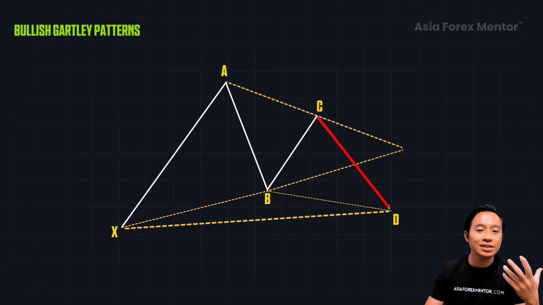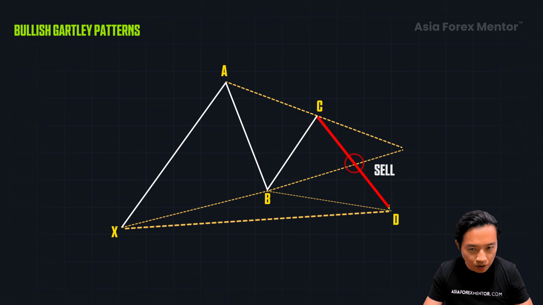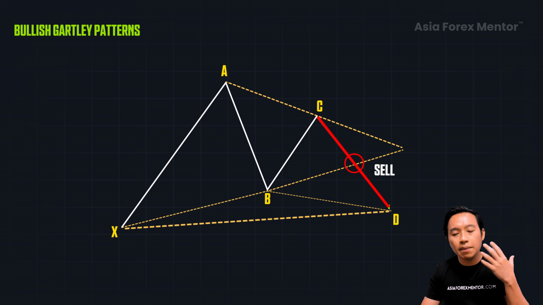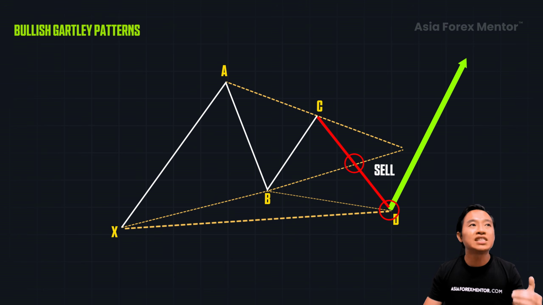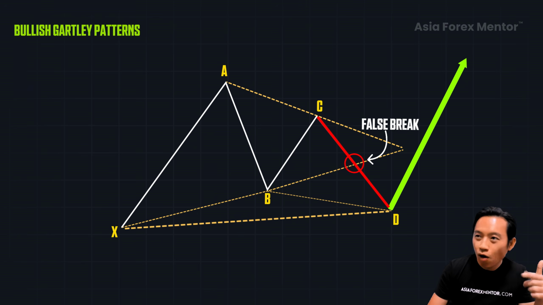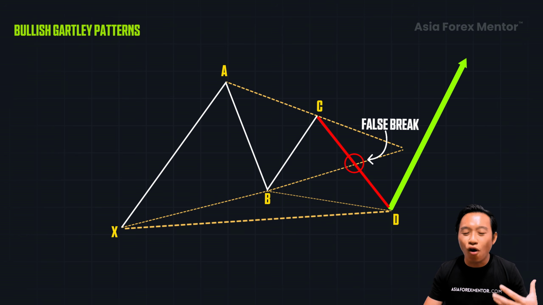So a lot of people are like, ooh, it's a triangle and the triangle has now broken. I'm going to go for a sell. But then they wonder, ooh, why did price stop at point D and then reverse back up? Oh, that is a false break. But what you now know is that this is a bullish Gartley pattern. You see, we learn, we evolve.